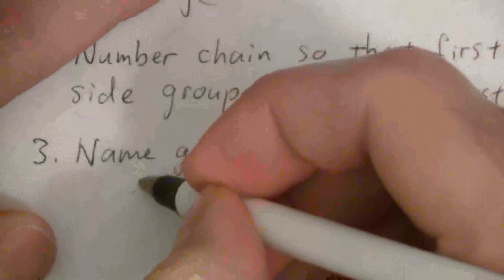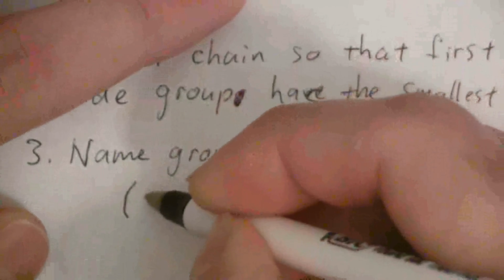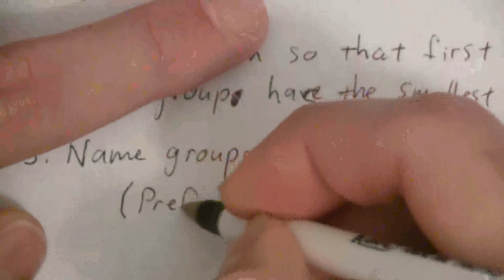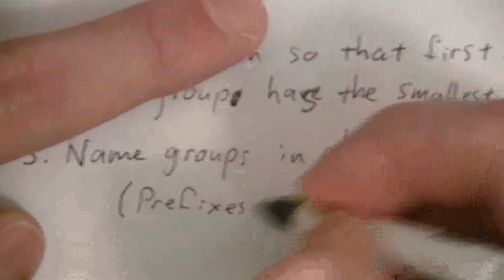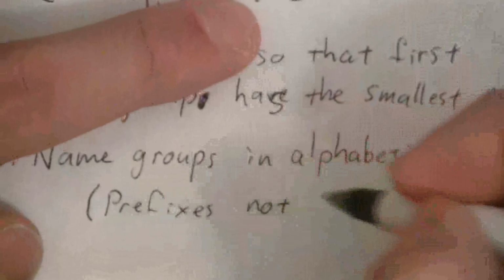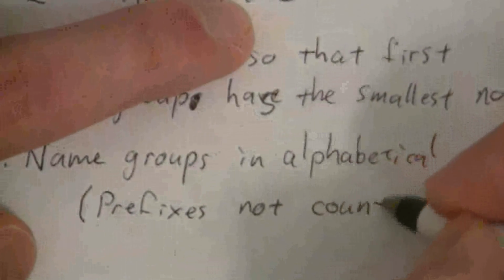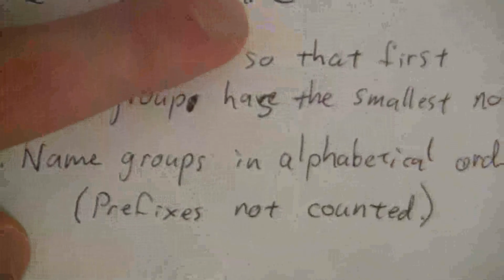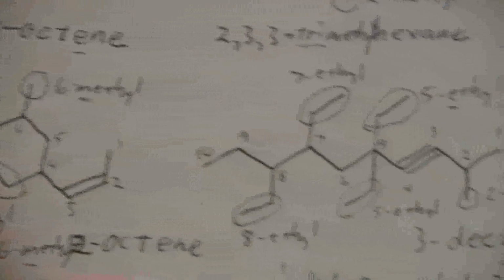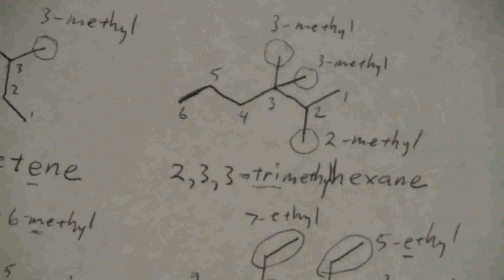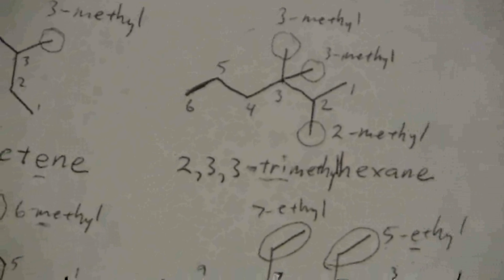But here I'll qualify this one. Prefixes don't count. The prefixes are not counted. So with just a few simple rules, many molecules can be named.